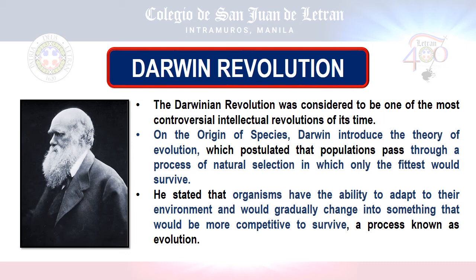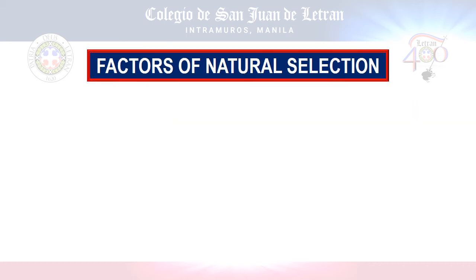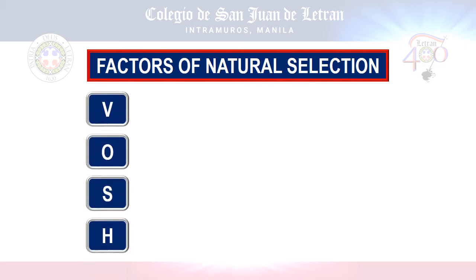In this theory, he introduced a theory of evolution which postulated that populations passed through a process of natural selection in which only the fittest would survive. He stated that organisms have the ability to adapt to their environment and would gradually change into something more competitive to survive, which is a process known as evolution. In this particular theory, we have four factors. What are those? Just remember the acronym VOSH.